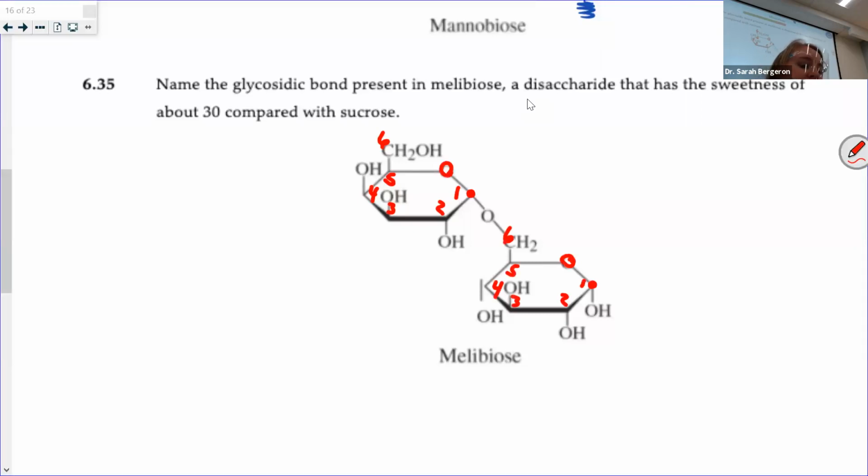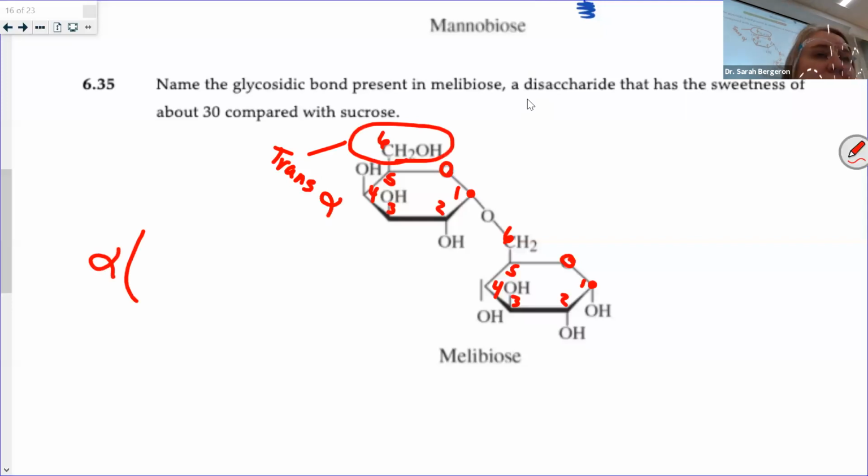So I'm going to name this by number 1 saying if the glycosidic bond is in the trans position or in the cis position. So we're always going to compare it to this carbon up here. So is it trans or cis? This is trans, and another way to say trans is alpha. Okay, so we're going to call this alpha.